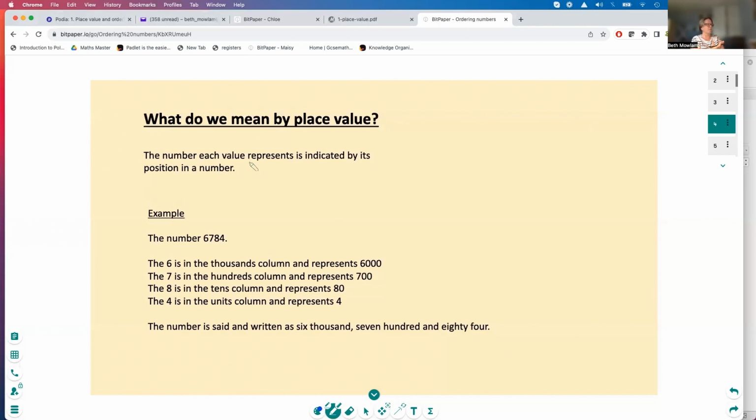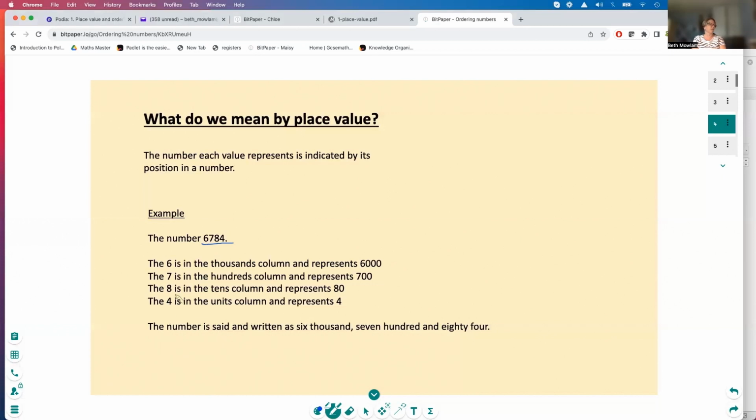So for example, if I've got this number here, 6784. Now the 6 is in the thousands column. I'll go more into which column is which in a minute for those of you that aren't sure. Some of you should be familiar with this, as I say. So that represents the number 6,000. If a GCSE question was to ask you what number is represented by the 6 in this number, the 6 is in the thousands column, so it represents 6,000.